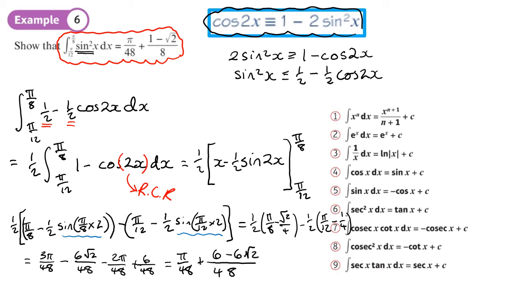Okay, this can be cancelled down. Divide everything by 6, so you get 1, 1, and 8. So you get what's required here: pi over 8 plus 1 minus root 2 all over 8. QED. So we've proved it as required.